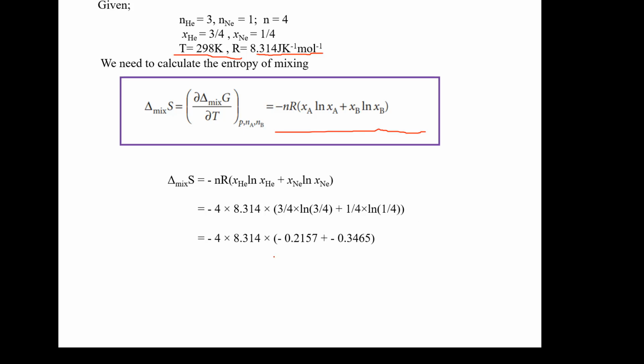Now we are just solving this equation, which becomes equal to minus 4 into 8.314 into, this complete portion becomes equal to minus 0.2157 and this portion becomes equal to minus 0.3465. Now summing these two negatives in the bracket, it becomes equal to minus 0.56227. So now we just have to multiply these values, and since we already have one negative in this equation, the final answer becomes positive, which is equal to 18.69 joule per Kelvin.